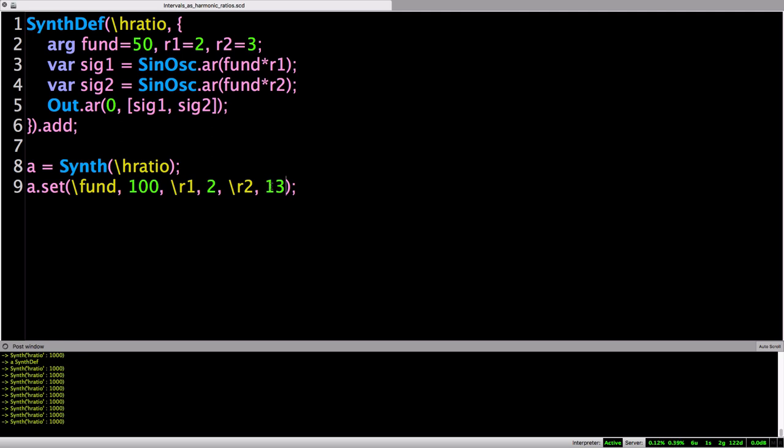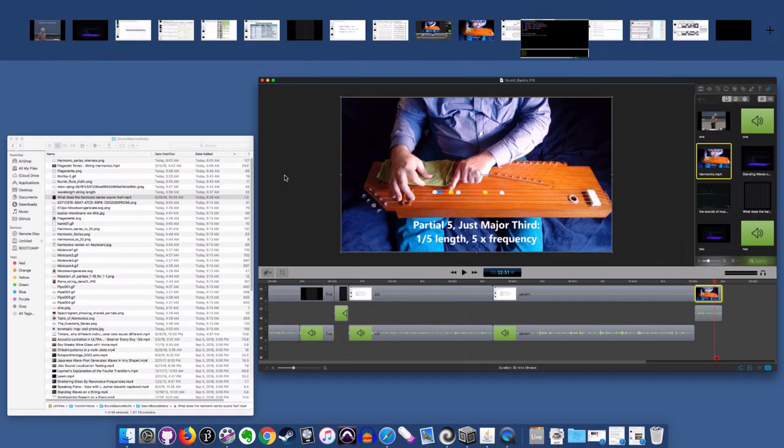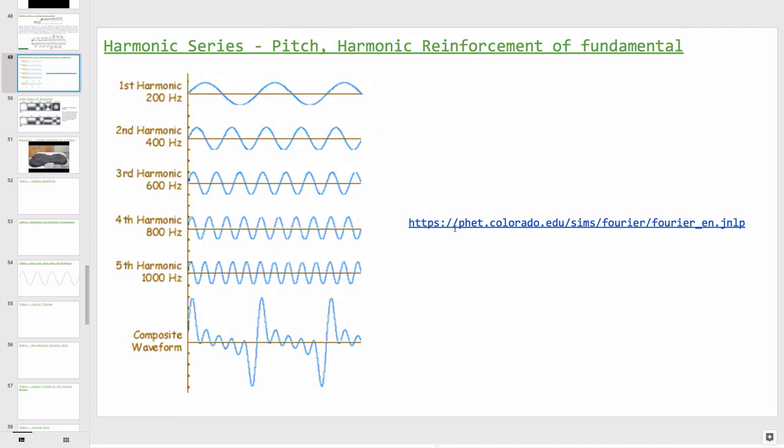Okay, so on and on and on you can go. I think this is a pretty interesting patch. So download SuperCollider and copy my code there. There you go.